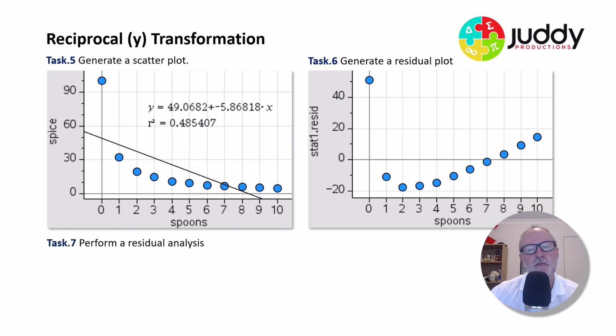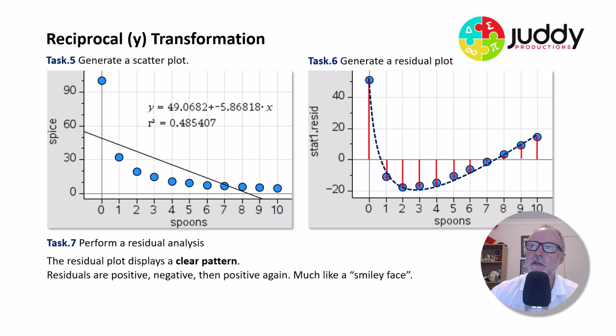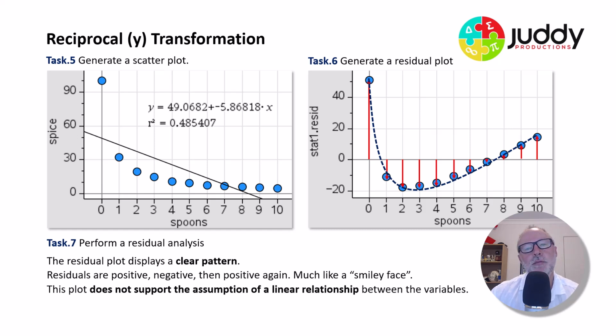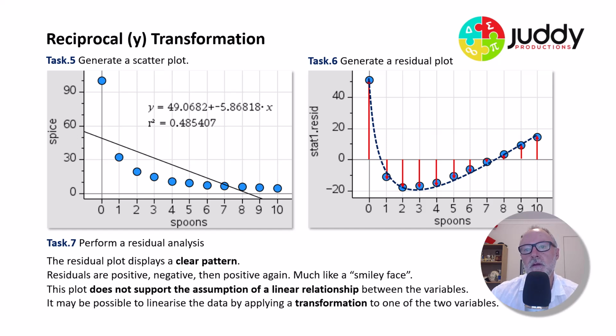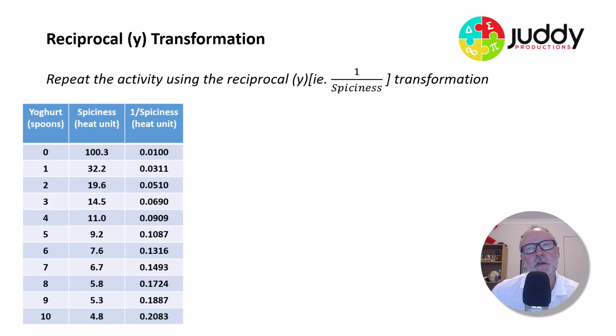Task 7 was to perform a residual analysis. So the residual plot displays a clear pattern. It looks almost like a smiling face. The residuals are clearly positive, that is above the x-axis, then negative, then positive again. And as I mentioned, that's much like a smiley face. This plot does not support the assumption of a linear relationship between the variables. It may be possible to linearize the data by applying a transformation to one of the two variables. So let's now do this. Let's take the reciprocal Y transformation.